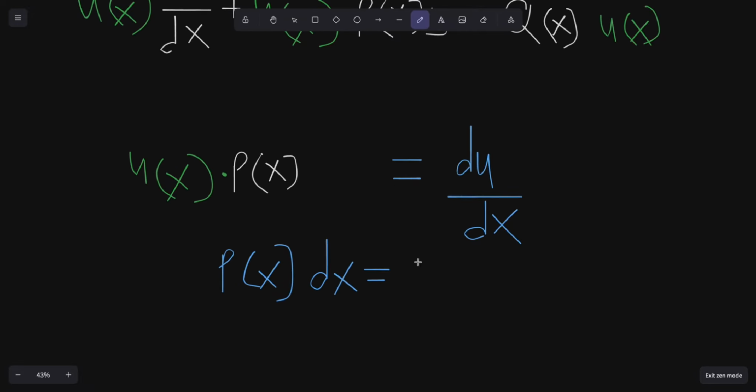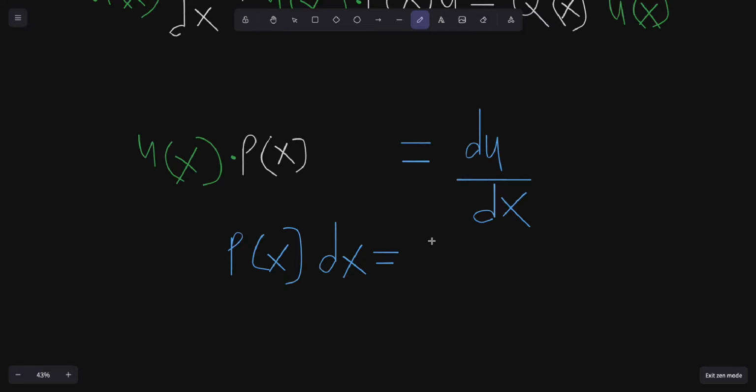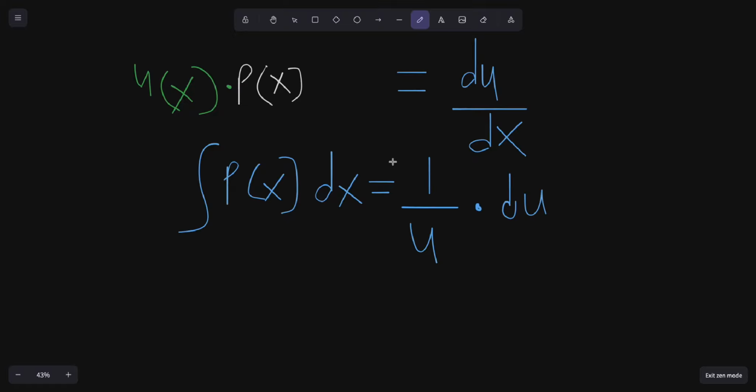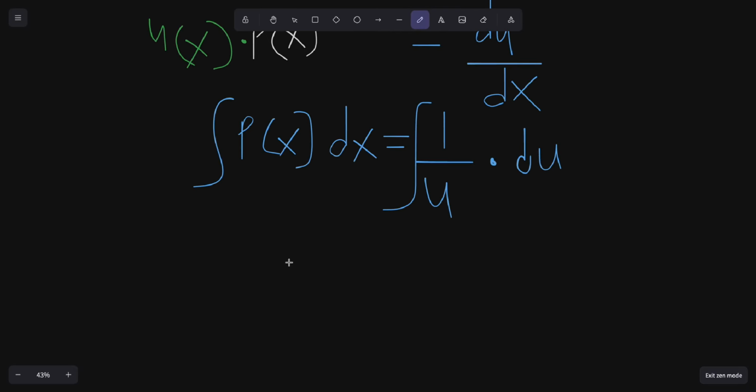So I'm just going to get p of x times dx. That's going to be equal to 1 over u of x. I'm just going to write 1 over u, and then it's going to be multiplied by du, sorry. And so if we integrate both sides, I'm going to get that the ln of the absolute value of u, because the integral of 1 over something, or 1 over u in this case, is going to be equal to ln of the absolute value of u. And that's going to be equal to the integral of p of x dx.